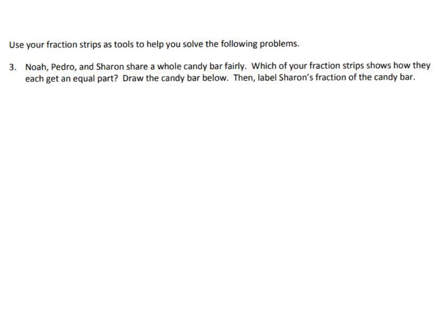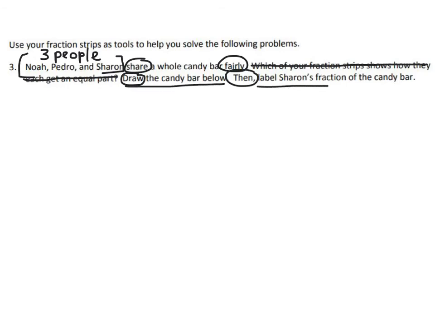I'm going to go ahead and annotate Noah, Pedro, and Sharon, and I'm going to write 3 people. Share a whole candy bar fairly. Which of your fraction strips shows how they can each get an equal part? I'm actually going to put a line through that. We're not going to worry about that part right now. What I want you to do is I want you to draw the candy bar below, then label Sharon's fraction of the candy bar.